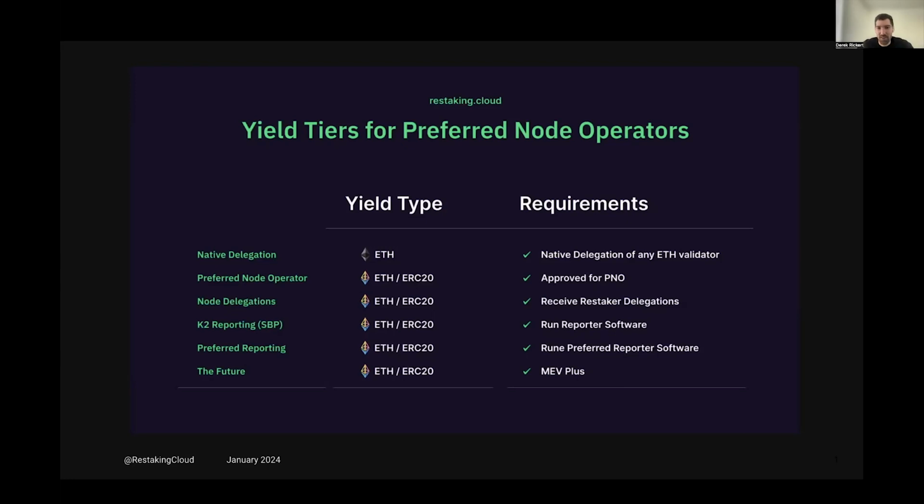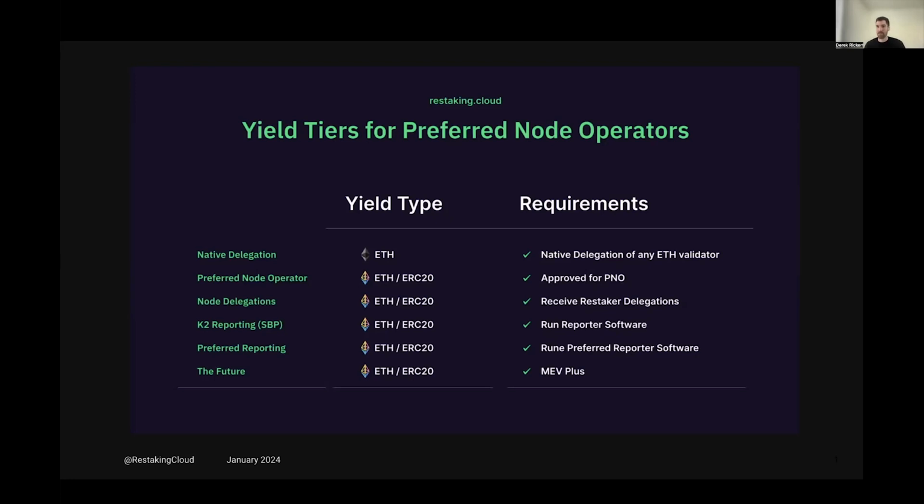Yeah, so I can jump into these yield tiers. Just to preface this, in the same way that we were looking at how anything is possible and people can build different opportunities within Restaking Cloud and MEV Plus, both the internal team who's building and external parties, this is really just the beginning. This is what it looks like if somebody wants to become a preferred node operator and completely optimize their node. These are the yield possibilities available to them out of the box with what we have now.